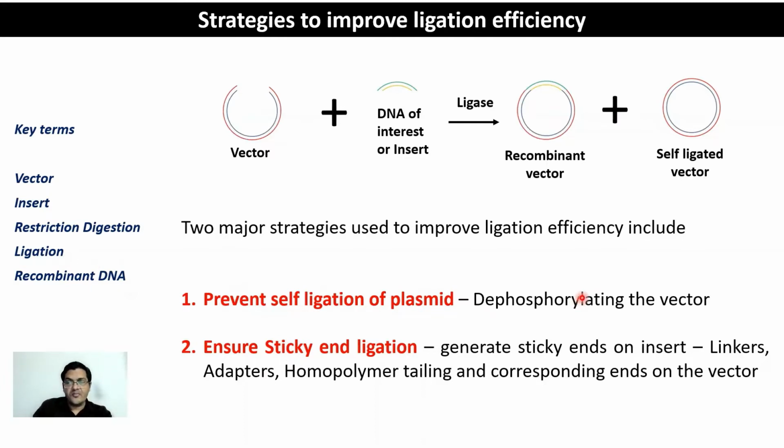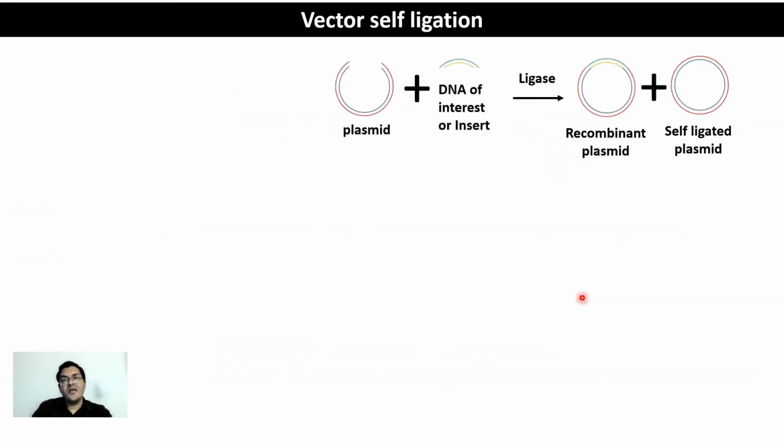So we now move on and again look at this process in more detail, and whether there is a way by which you can prevent self-ligation of vectors is the first thing that we're trying to attempt and understand. So here you are. This is your linearized vector, the plasmid. This is your DNA of interest again, and then of course you use ligase and you get your recombinant plasmid, and alongside you get as a free gift your self-ligated plasmid.